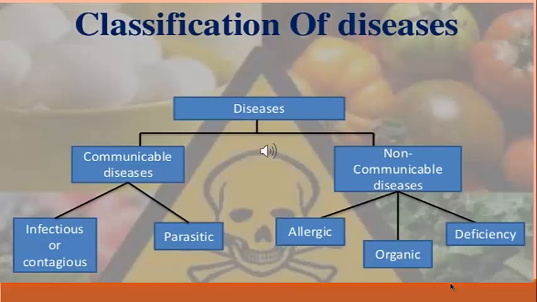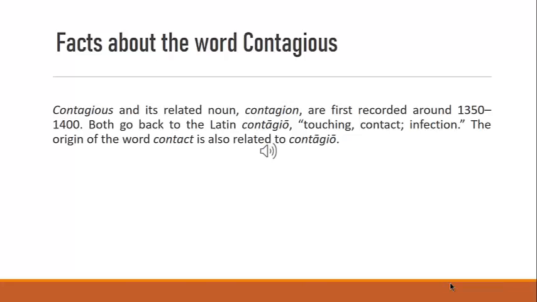Classification of diseases. Basically, the diseases are classified into two categories: communicable diseases and non-communicable diseases. Communicable diseases are also known as infectious or contagious diseases. We can also say parasitic diseases. And non-communicable diseases are allergic, organic or deficiency diseases. These are the names which we can use for these diseases. In your book, the words contagious and non-contagious diseases are used.